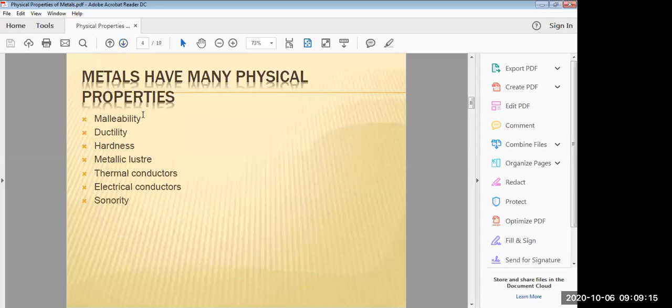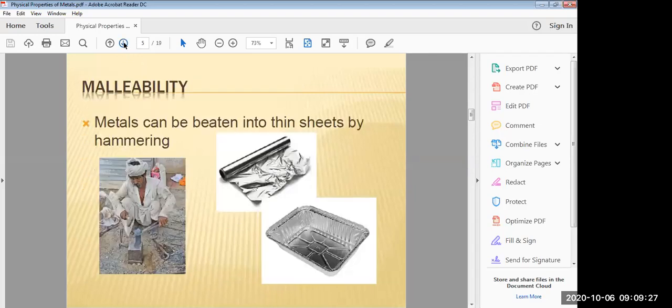Yesterday, we have discussed these properties such as malleability, ductility, hardness, metallic luster, the thermal and electrical conductivity, and the sonority. So, in brief, we are going to see all these properties. The malleability, that means one can give the shape by hammering. So, here the metals can be beaten into thin sheets by hammering. That property is known as malleability.